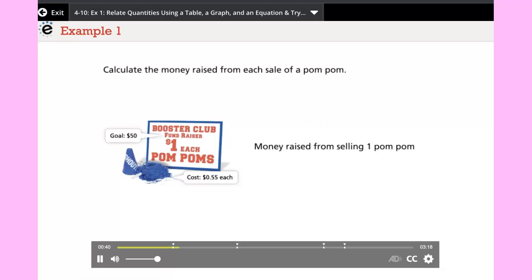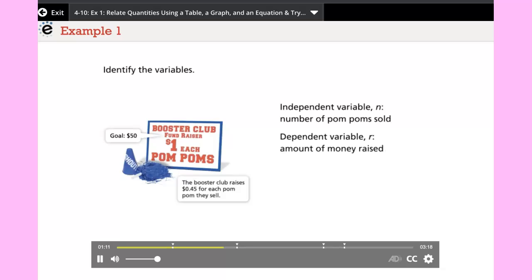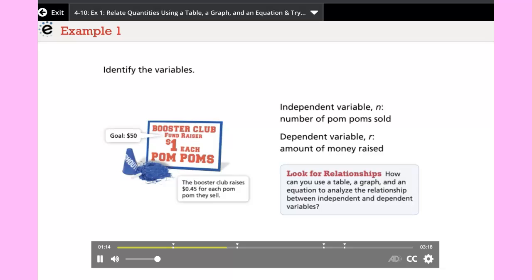Begin by calculating the money raised from each sale of a pom-pom. The sale price of a pom-pom is $1, and the cost of a pom-pom is 55 cents. The difference is 45 cents. So, the Booster Club raises 45 cents for each pom-pom that they sell. Now, let's identify the variables. Let n represent the independent variable, which is the number of pom-poms sold. Let r represent the dependent variable, which is the amount of money raised. How can you use a table, a graph, and an equation to analyze the relationship between independent and dependent variables?